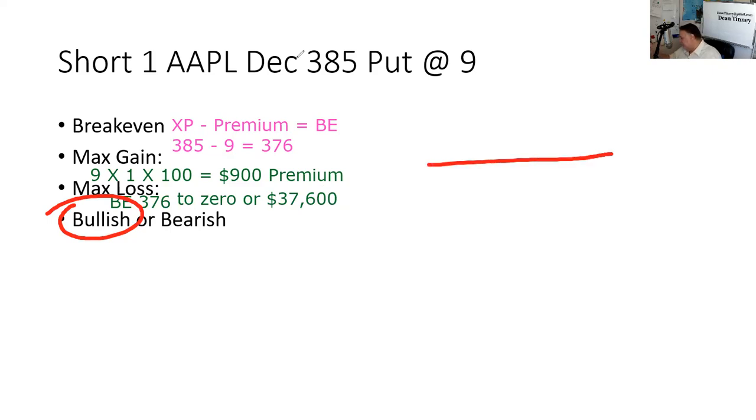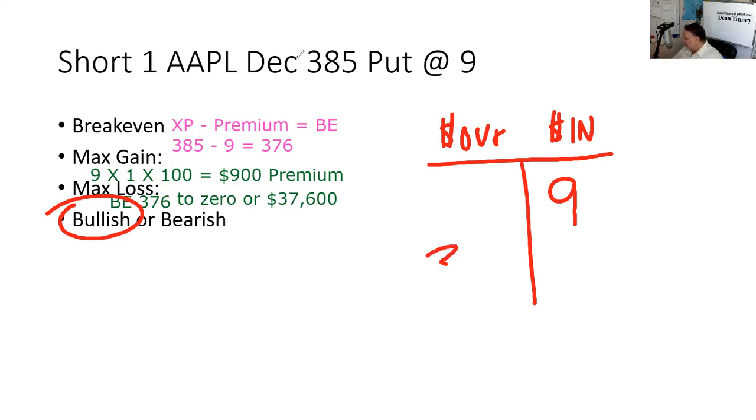So again, here's our T. Here is dollars out, and here is dollars in. And here I brought in 9 points. And for that 9 points, I said I'd buy the Apple at 385. And so the worst case is somebody makes me pay $385 for worthless stock.